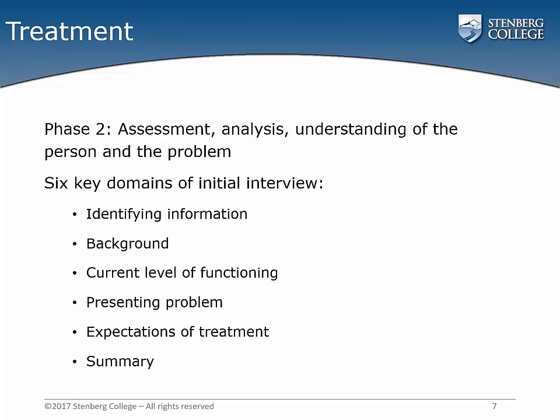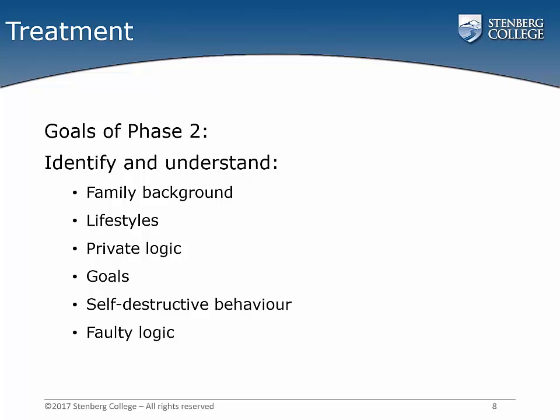So a distinctive feature of Adlerian therapy is a focus on in-depth assessment. So phase two is concerned with this assessment, analysis, and understanding the person and the problem. So within this phase are six key domains: identifying information, background, the current level of functioning, the presenting problem or problems, expectations of treatment, and then summary. So we will be taking a closer look at these domains. So more on the second phase.